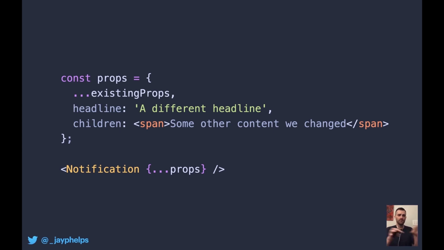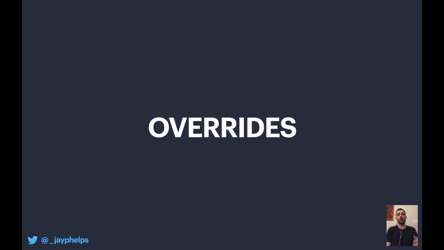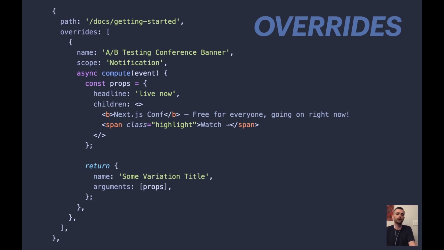But we can't actually do this, right? You can't actually write, say, Notification and then spread, where do you get the existing props? All that stuff doesn't really make sense. We need an abstraction for the ways to override these props. And case in point, that's what we're calling it. We're calling that abstraction an override. And what does an override look like? Well, it looks like this.